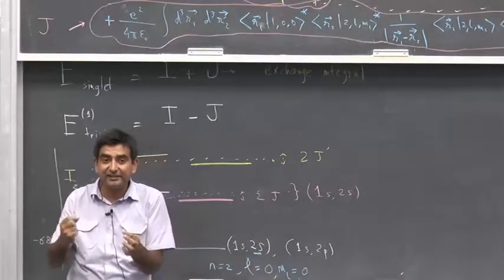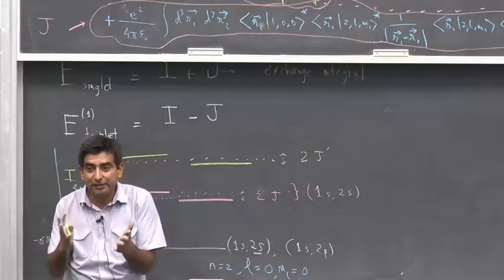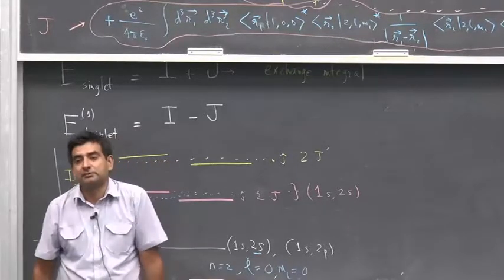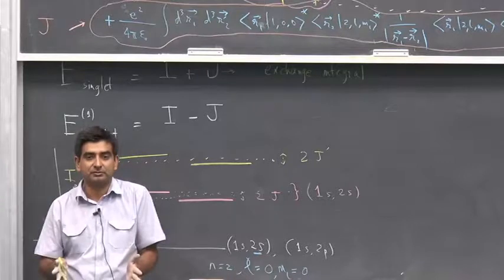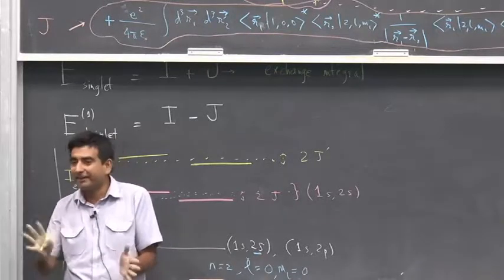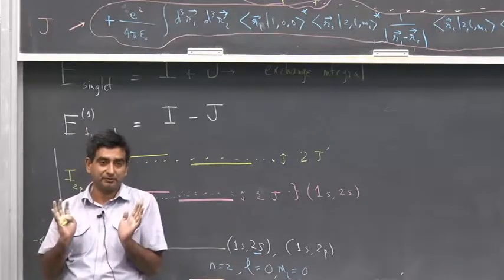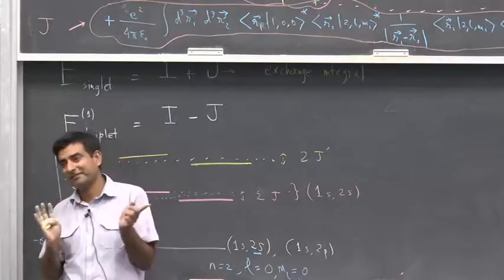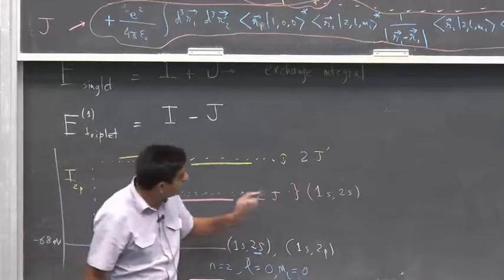The exchange integral is a constant term. Its units are joules. It's an energy, but an energy with no classical explanation. It comes out from the symmetrization postulate. And this is also an energy.